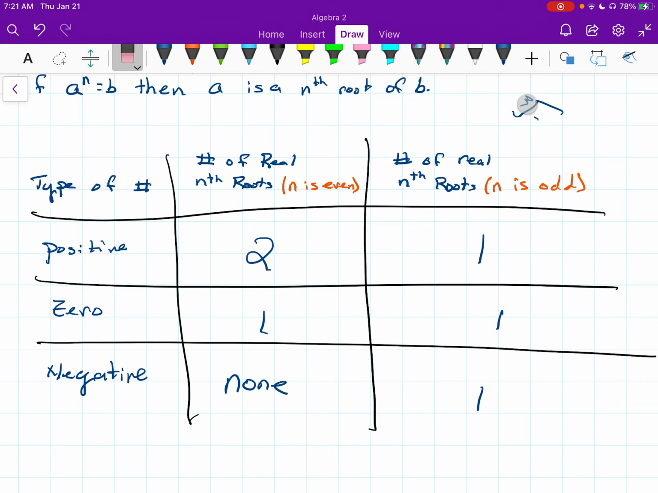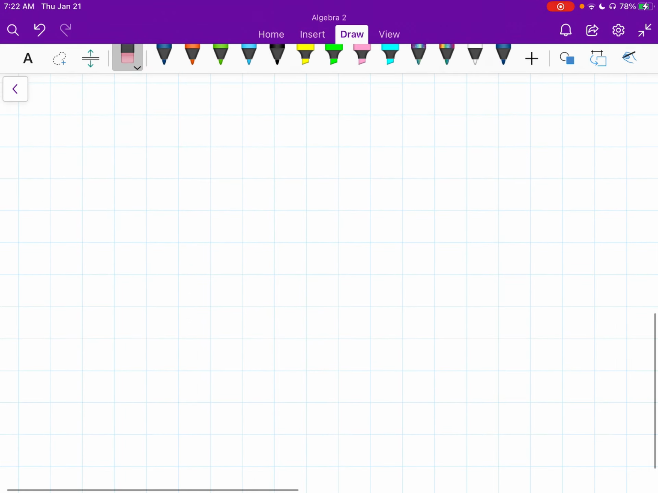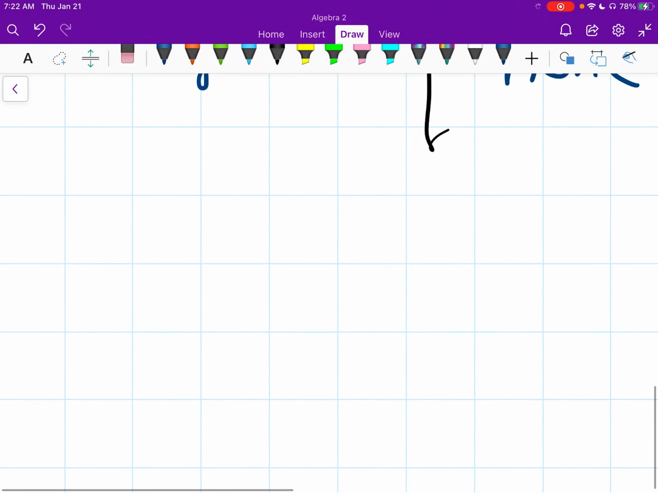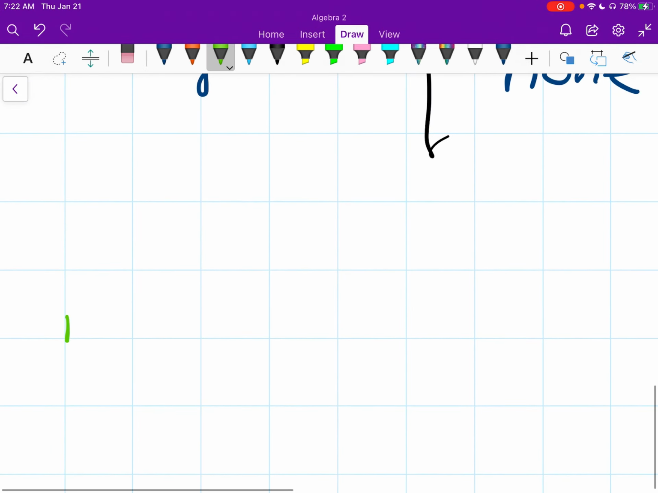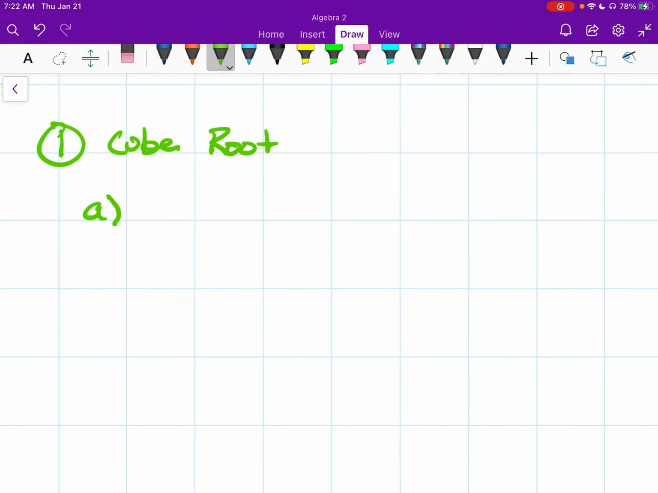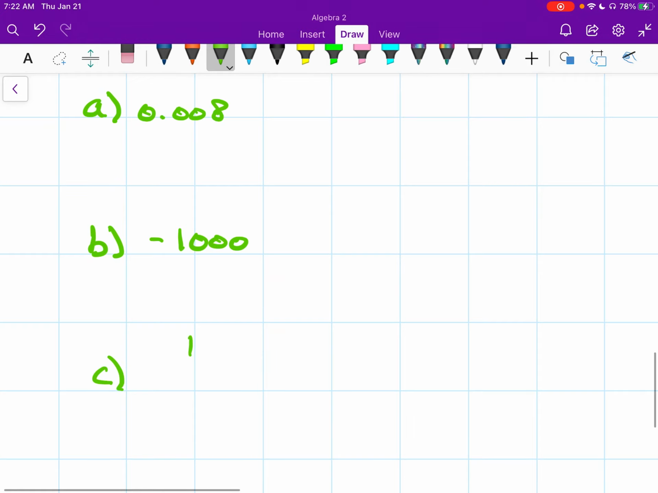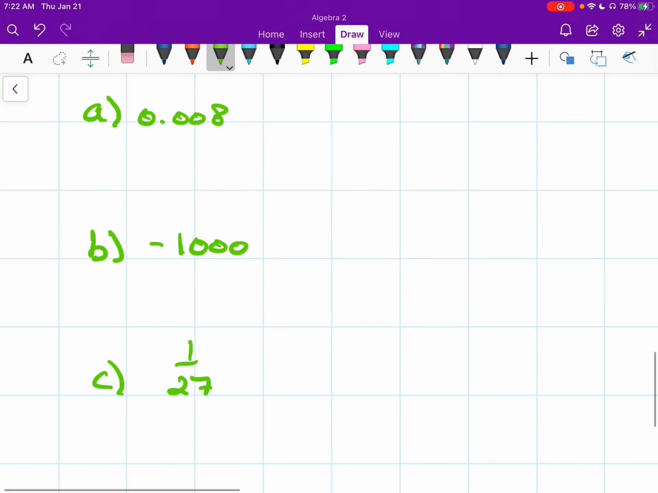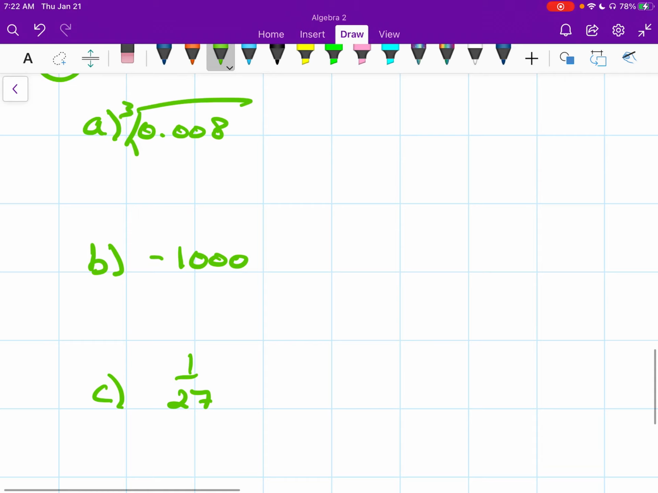All right, let's do some examples. Number 1, cube root. We're going to find the cubed roots of 0.008, negative 1,000, and 1 over 27. You know what? I'm just going to write them as cube roots like that.